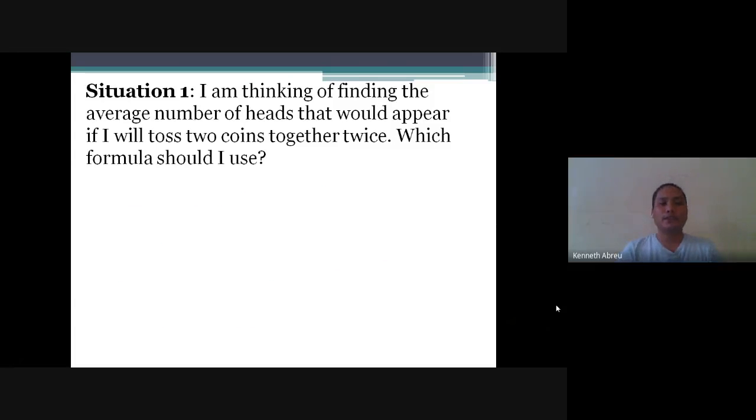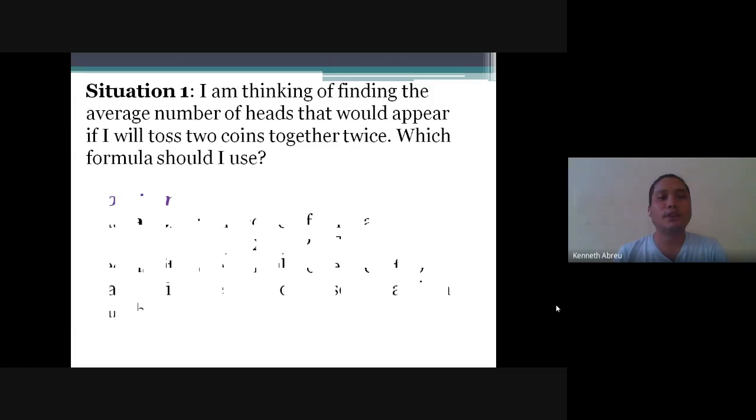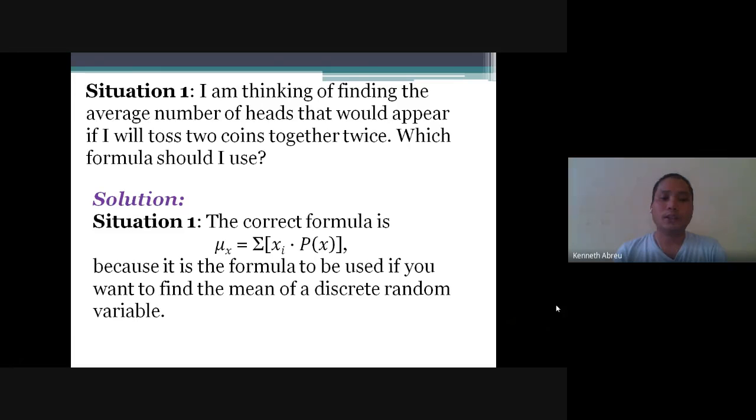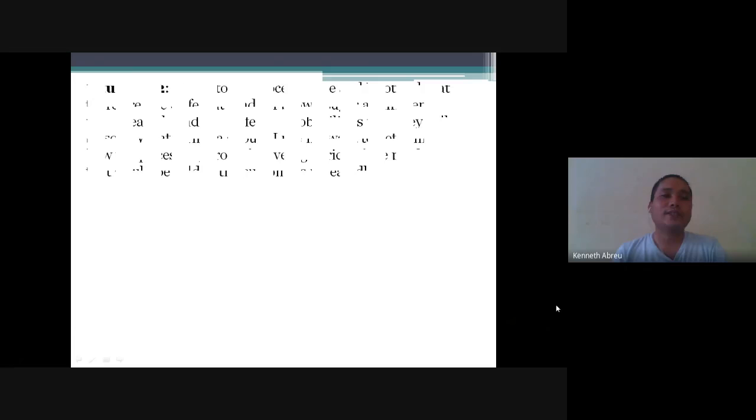Okay, let's have the first situation. I am thinking of finding the average number of heads that will appear if I toss two coins together twice. Which formula should I use? Based on the given situation, you are going to find the average, and another term for average is the mean. Therefore, the appropriate formula for this situation would be formula number 1, which is mean is equal to the summation of x sub i times probability of x. Why? Because it is the formula to be used if you want to find the mean of a discrete random variable.